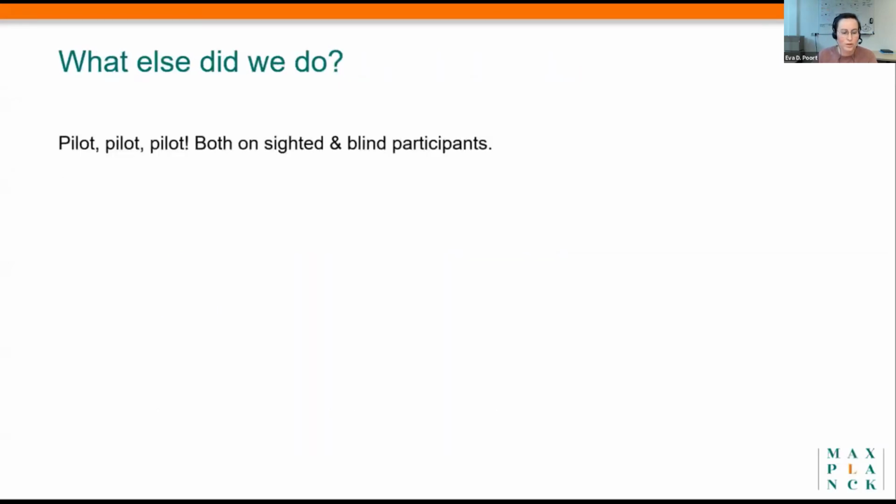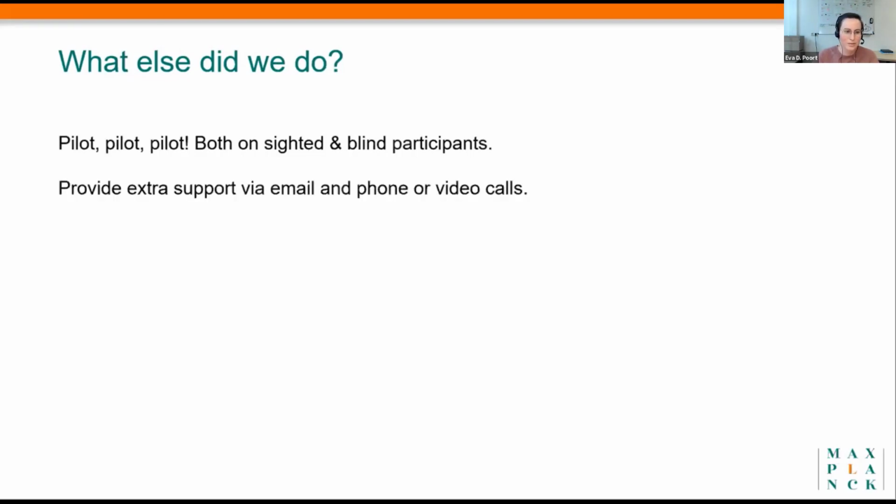We also did a lot of piloting, as people have mentioned before, and we piloted both on sighted and blind participants. And for us, it was also really helpful to contact some organizations that work with and for blind people, and they really helped us figure things out in the early stages of design, and they could tell us all about how screen readers interact with web pages to help us fine-tune those instructions.